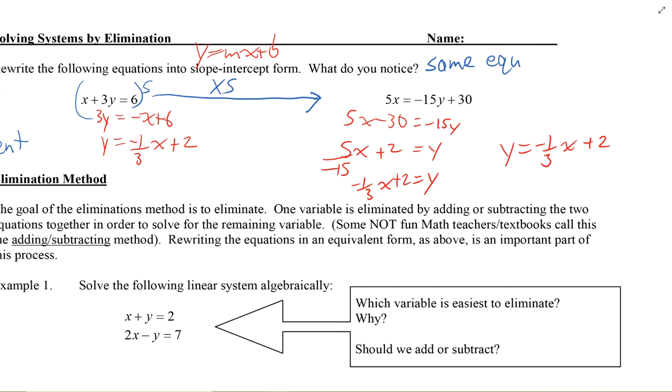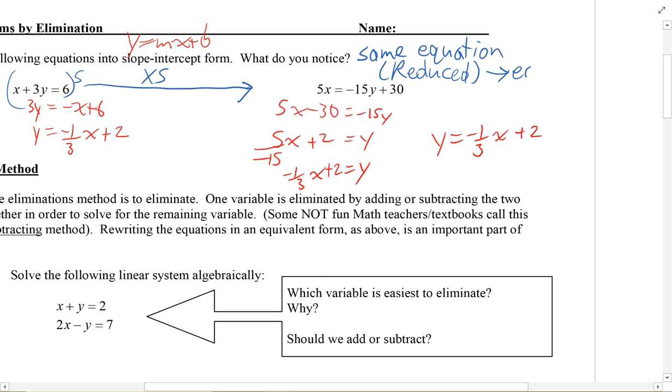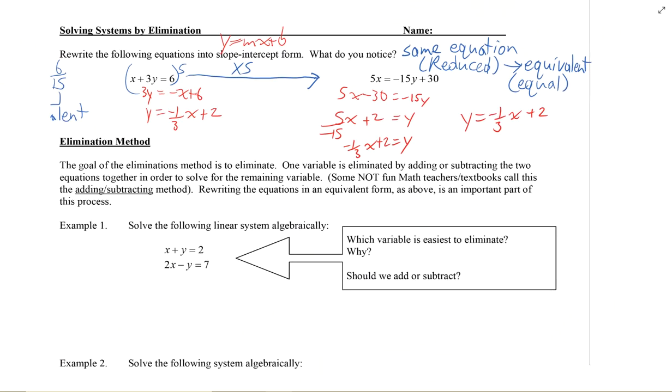Oops, having a writing problem this morning. Same equation. One is reduced, but they are equivalent, which basically means equal. So what we're going to use is this idea, and then we can eliminate equations by adding or subtracting. All right, so that's what elimination is all about.